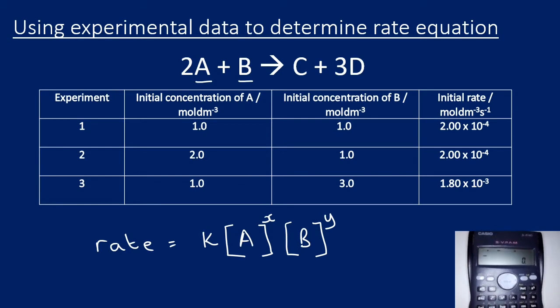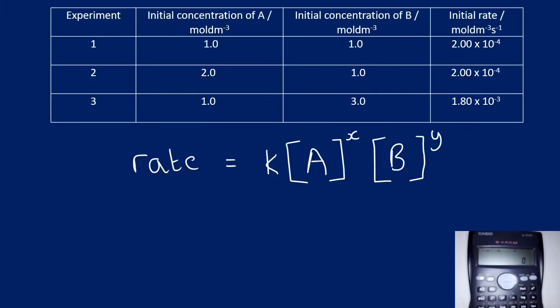Now, what we're going to do here is compare experiments to see what happens to the rate when concentration changes. Let's start by considering experiments 1 and 2. If we look at experiment 1 to 2, the concentration of A is doubling. So it's 2 to the X. And the concentration of B remains the same, 1. So that's multiplying by 1 to the Y.